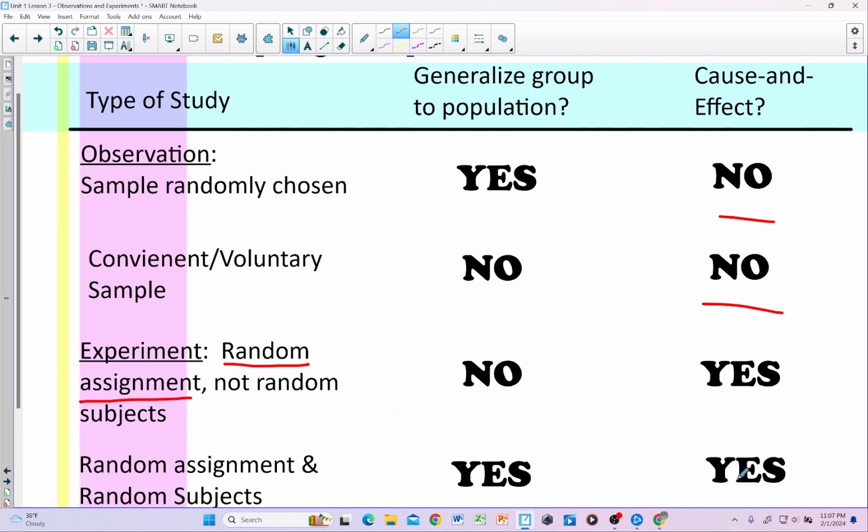You get the effect of not only can you tell that that variable that you're studying caused the observed effect, but then you can take that result and generalize it to the entire population. That is what we call a well-designed experiment.